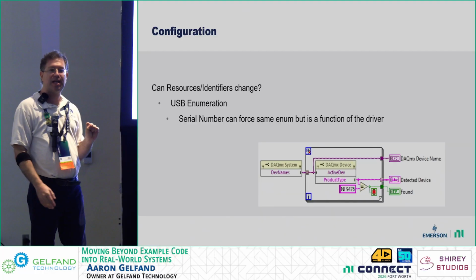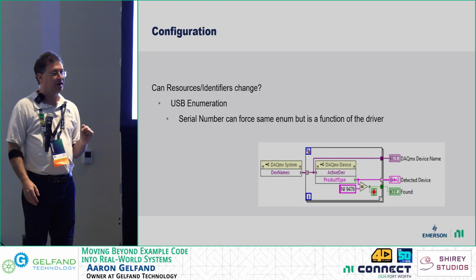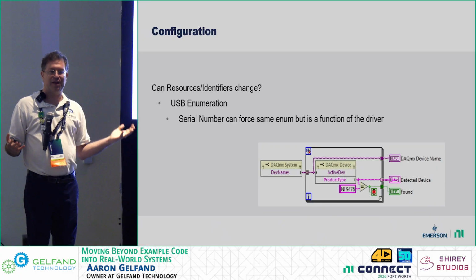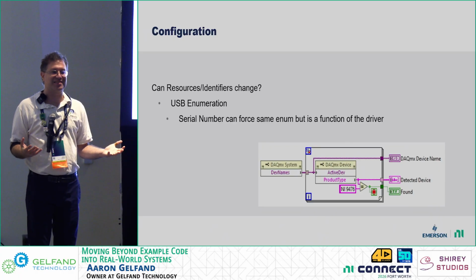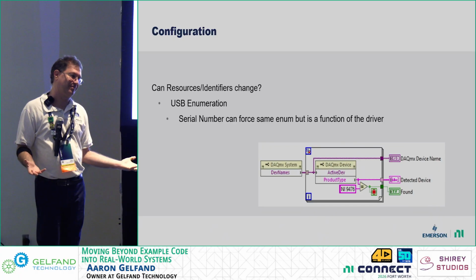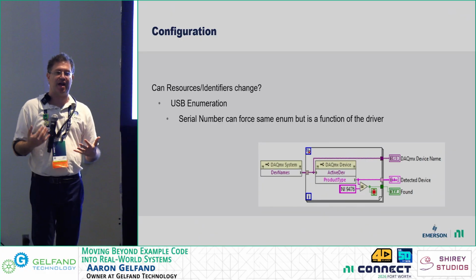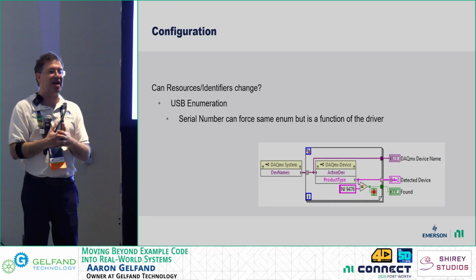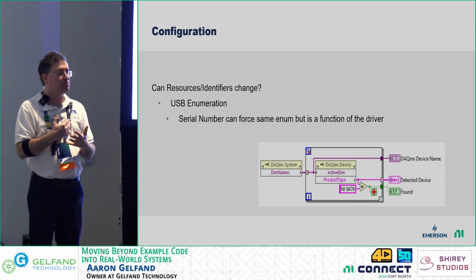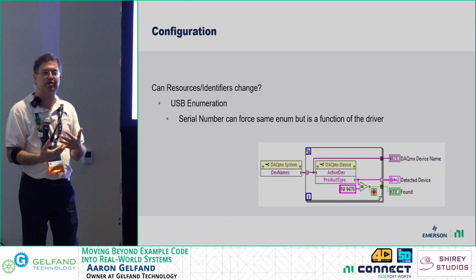Now, there are some limitations with this approach. If I need two 9476s in my system, it doesn't work. But these are all tricks that, as we're starting to create our own more robust programs, we learn.